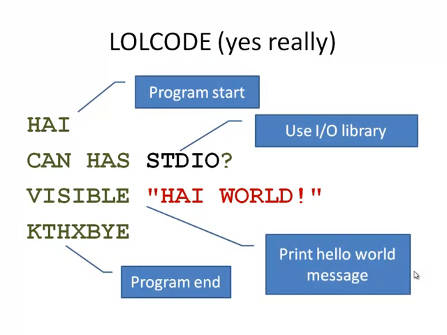And here's what's going on as we go through this program. HAI is the program start. CAN HAS STDIO? Use the I/O library. VISIBLE "HAI WORLD". Print hello world message. KTHXBYE. Okay, thanks, bye. Program end.